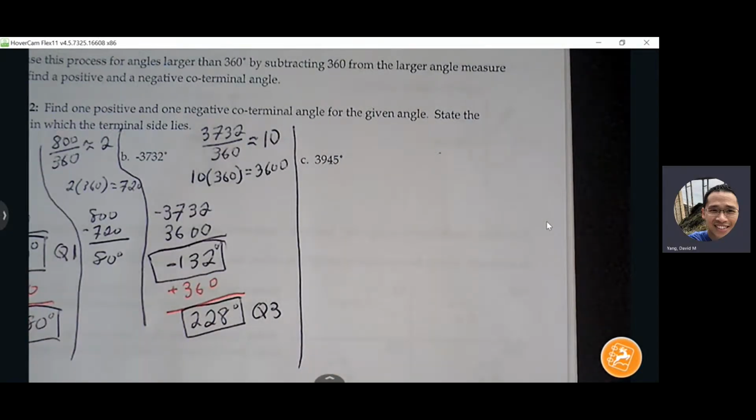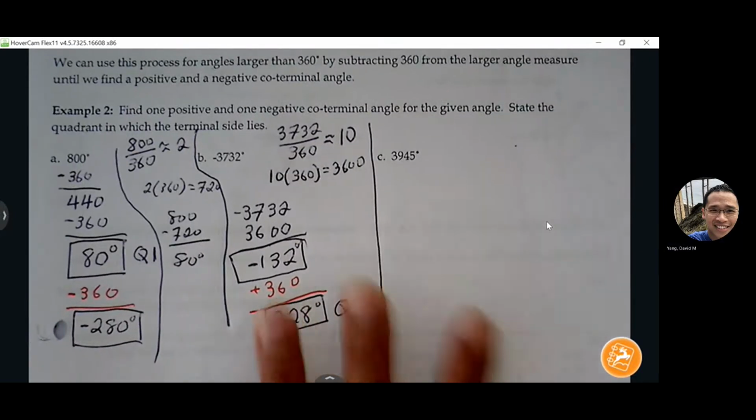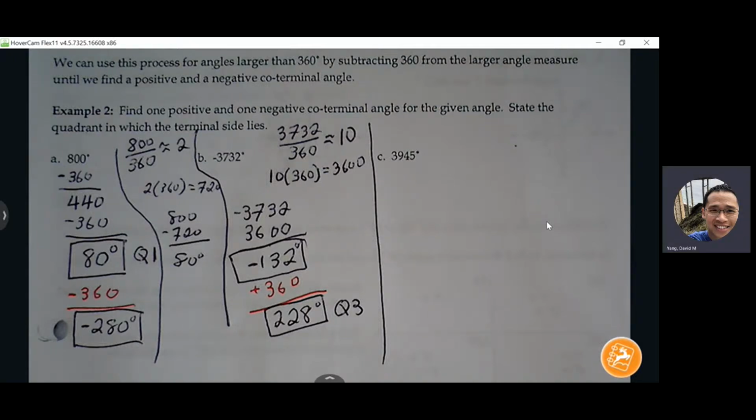Okay, let's try that same strategy for part C. So rather than keep subtracting 360, figure out about how many rotations it is, multiply that rotation by 360, and you'll be able to get to an angle measure that is quickly identified. All right, try part C.